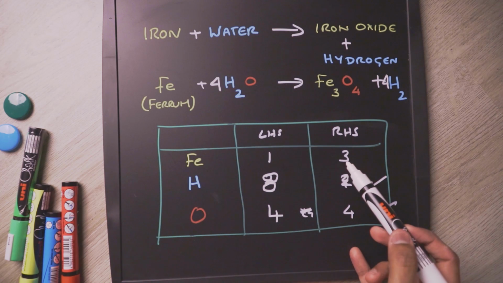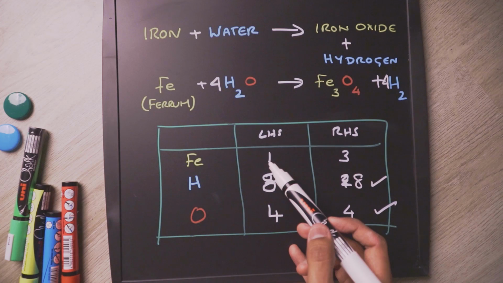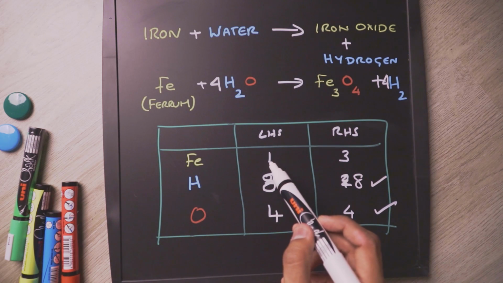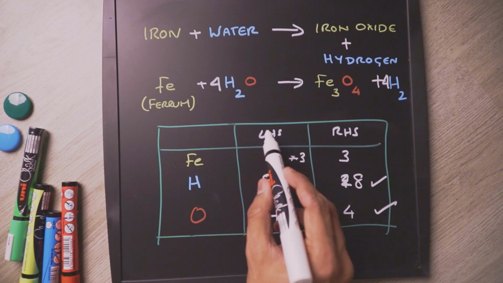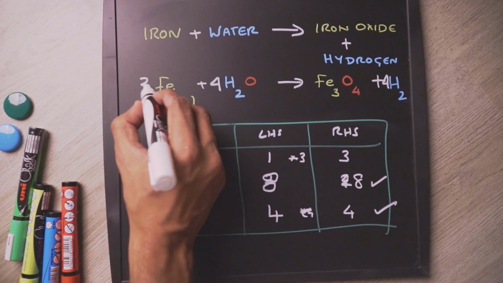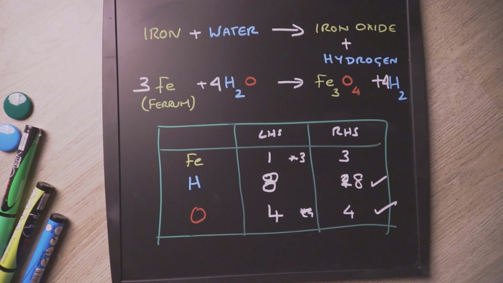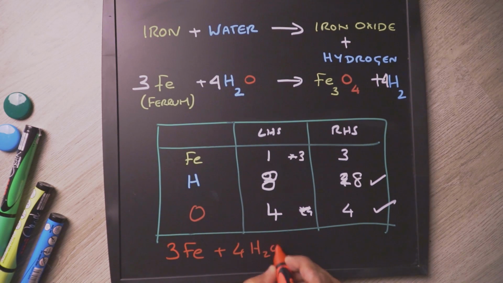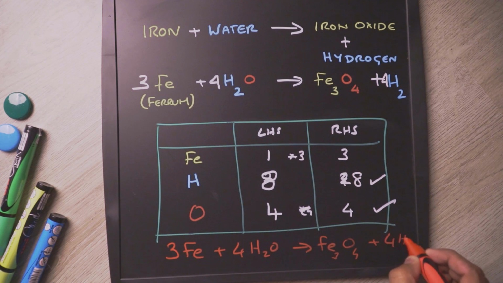Now I have 3 iron on my right hand side, but I only have 1 iron on my left hand side. What do I need to multiply 1 by to get 3? I need to multiply it by 3. So wherever my iron is on my left hand side gets multiplied by 3. So our new formula, which is now a balanced formula, is 3Fe plus 4H2O gives Fe3O4 plus 4H2.